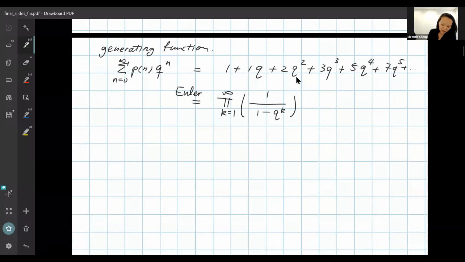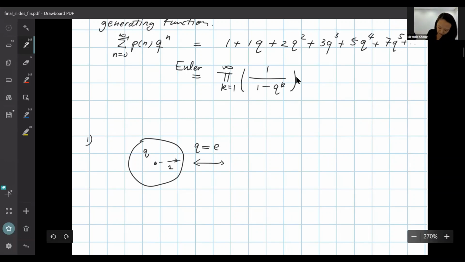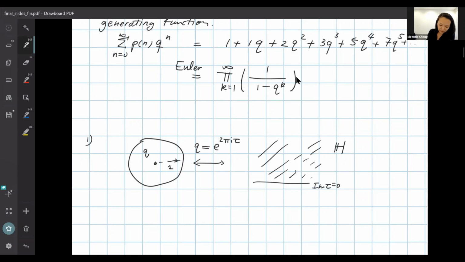Okay, nice. And what's not manifest from this definition in terms of generating function is that this is actually a function, not just a formal power series, that's defined in the unit disk, okay? Or if we use another variable, let's call it tau, sometimes it's also called z, then this is mapped to the upper half plane. So the imaginary part of tau will always be larger than 0. That's mapped to the unit disk.